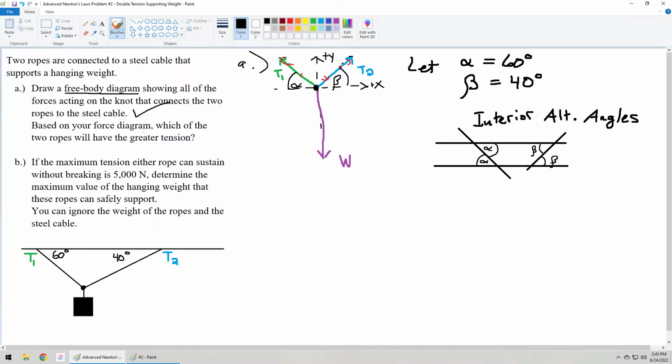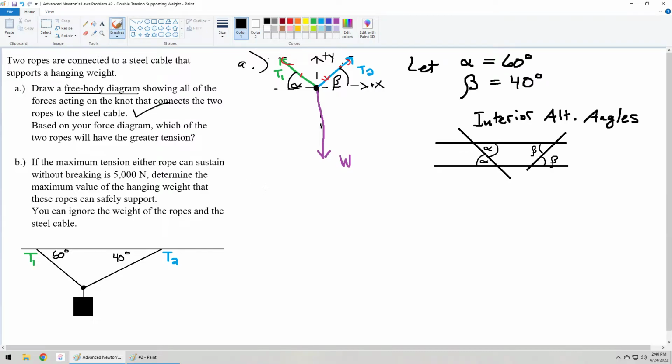So now what we have to do is, based on the force diagram that we've drawn for part A, which of the two ropes will have greater tension? Now, we don't know what T1 and T2 are, so understandably that can cause a little confusion. But the trick is to use Newton's second law to determine which one might be bigger. And here's what I mean by that.